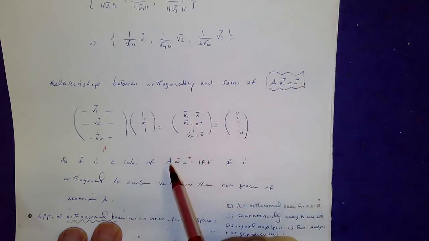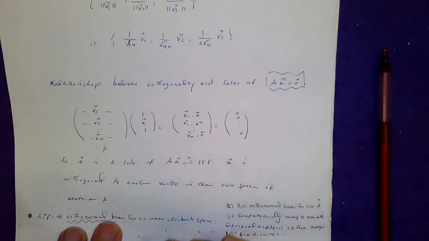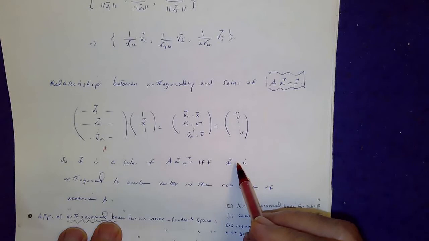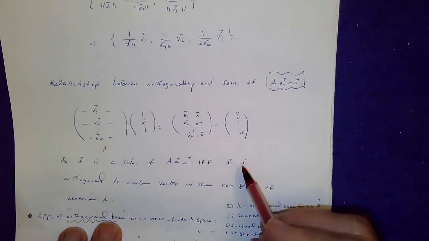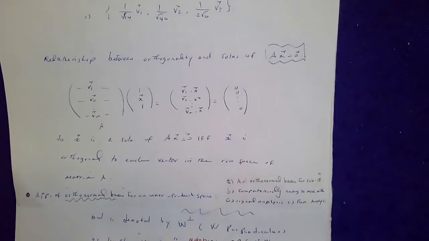So therefore, instead of saying solution, now we're going to use a different verbiage. We're going to call x, which used to be called the solution, orthogonal. X is orthogonal to each vector in the row space of matrix A.